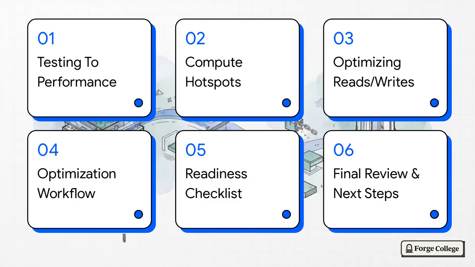Here's our 6-part inspection report for today. First, testing to performance. Second, spotting the compute hotspots. Third, optimizing reads and writes. Fourth, your optimization workflow. Fifth, the readiness checklist. And finally, number 6, final review and next steps. This is exactly what we need to go over to get fully prepared for that final capstone migration.